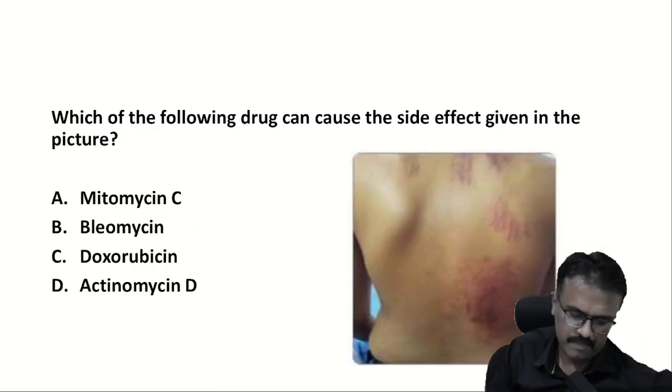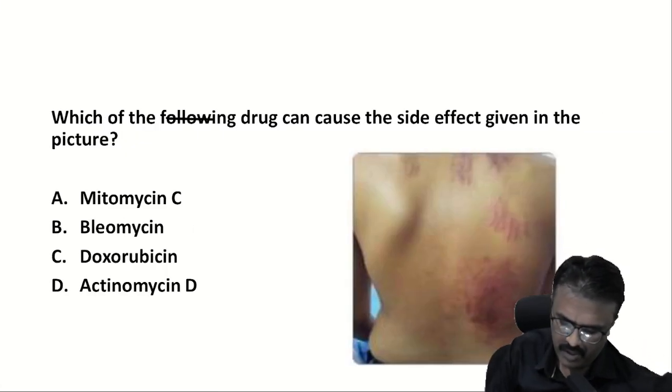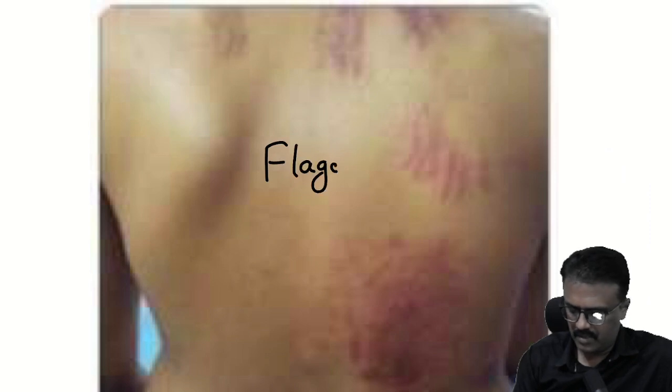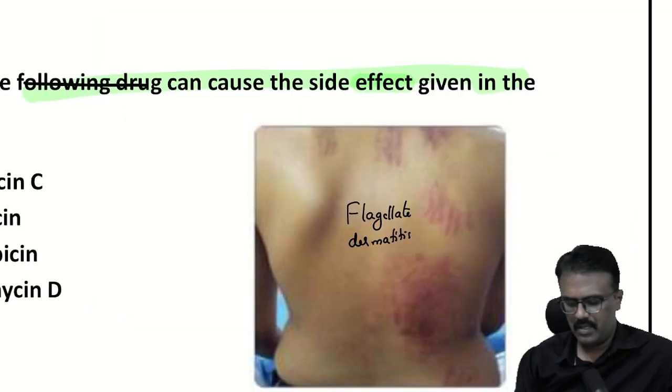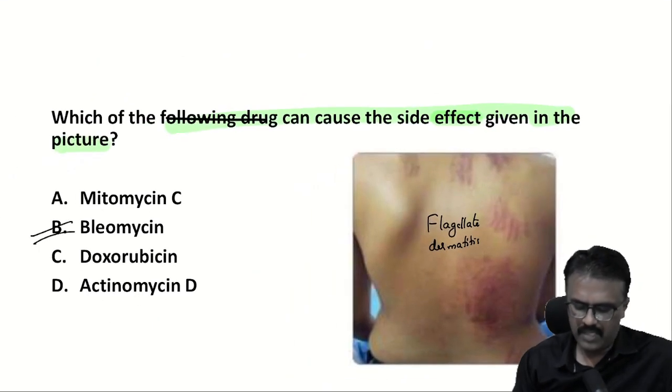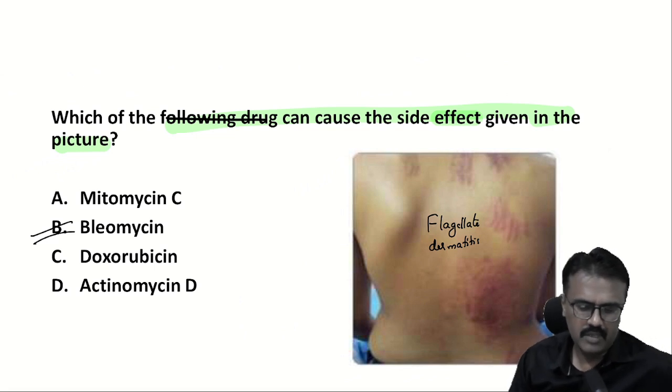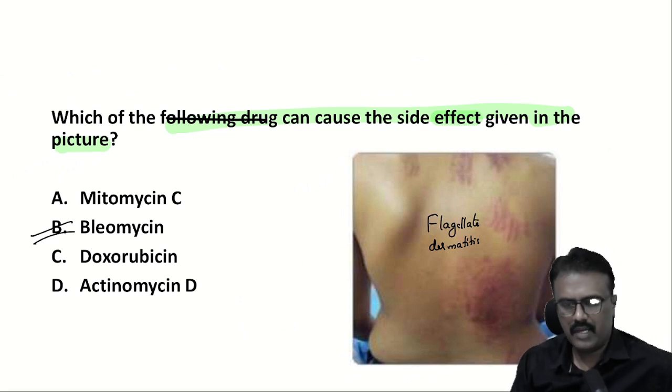Coming to the next question. Which of the following drugs can cause the side effect shown in the picture? So let me zoom the picture and show you. You can see this line redness, and this is called flagellate dermatitis. So which drug will cause that? It is done by bleomycin. So bleomycin will cause that flagellate dermatitis.